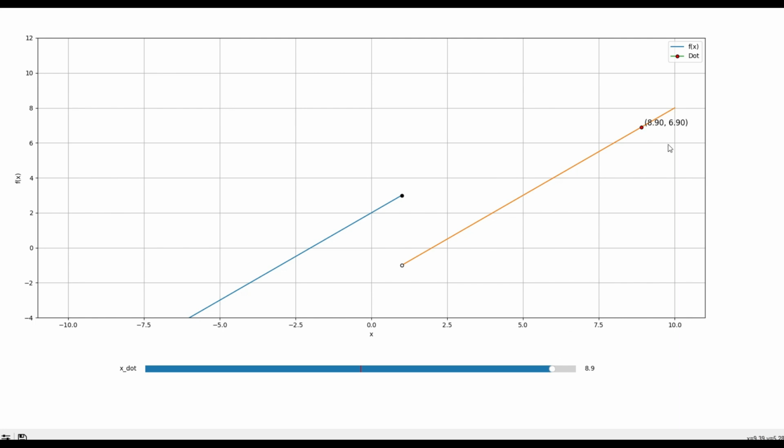Now what is happening? After 1, this is your line and you can see it is continuous. And when it comes to 1, it disappears, right? It jumps over here. And then after that again it's continuous.